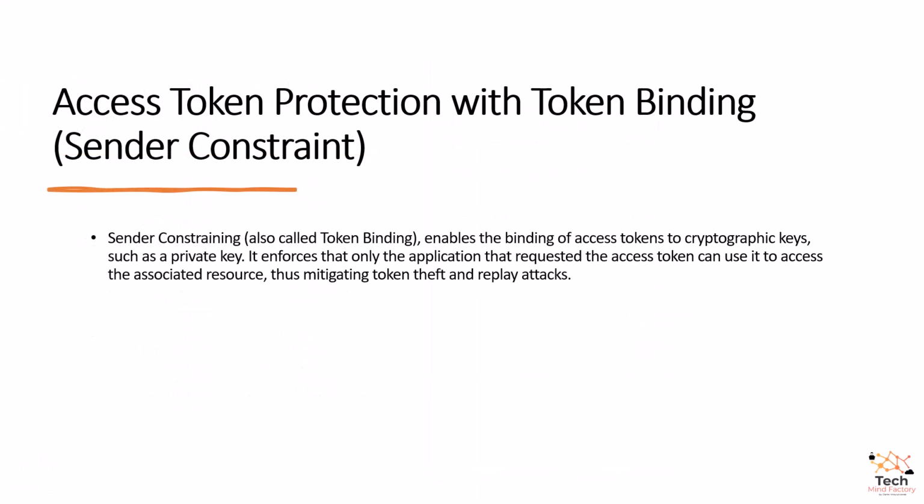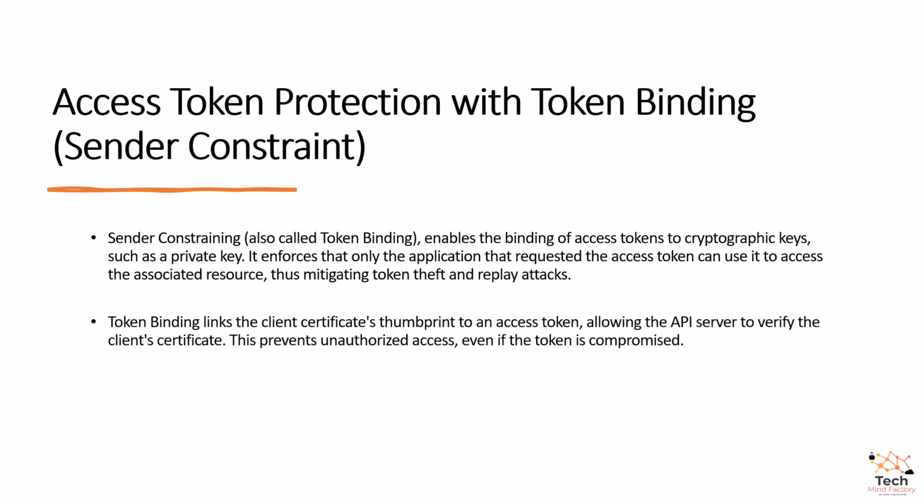There are two other great features that Auth0 provides. The first one is access token protection with token binding. So sender constraining, also called token binding, enables the binding of the access token to cryptographic keys such as a private key. It enforces that only the application that requested the access token can use it to access the associated resource, thus mitigating token theft and replay attack. Token binding links the client certificate thumbprint to an access token, allowing the API server to verify the client's certificate.